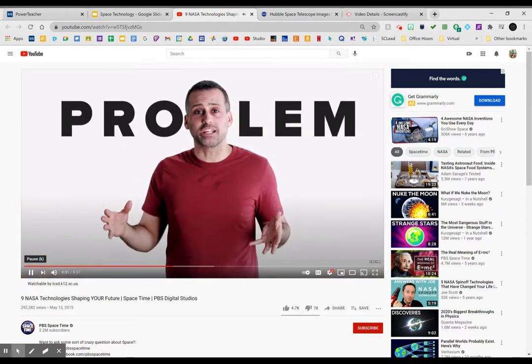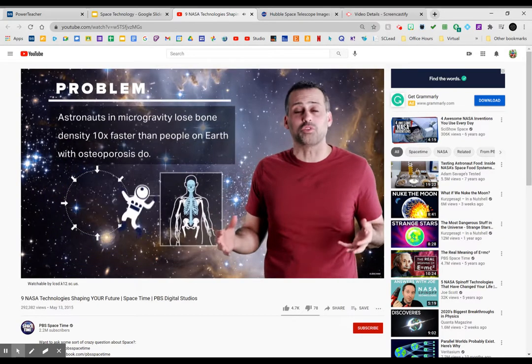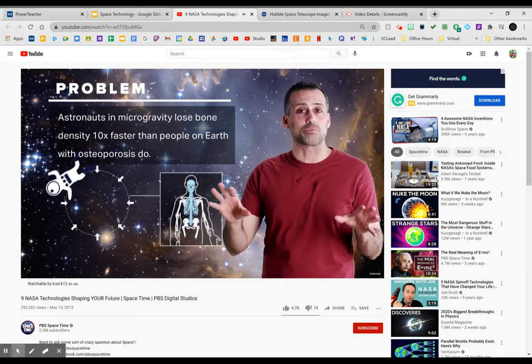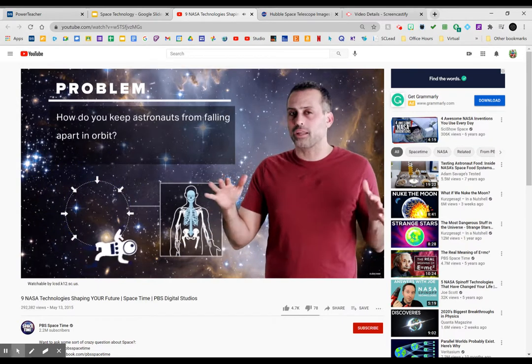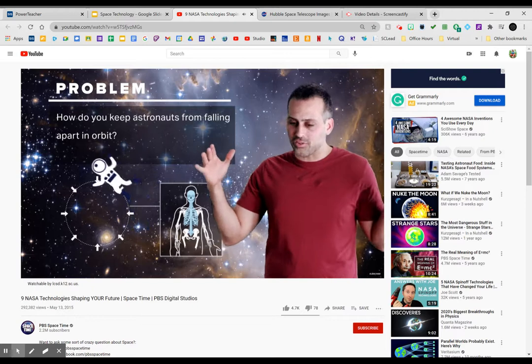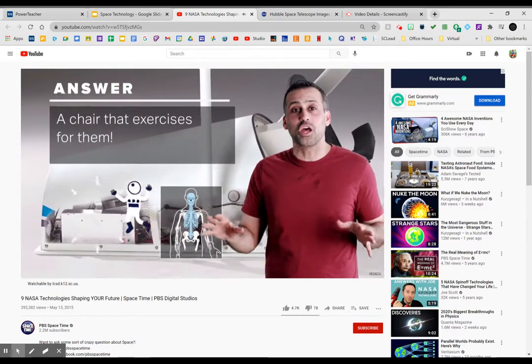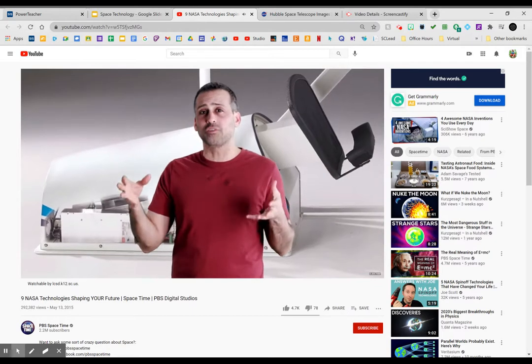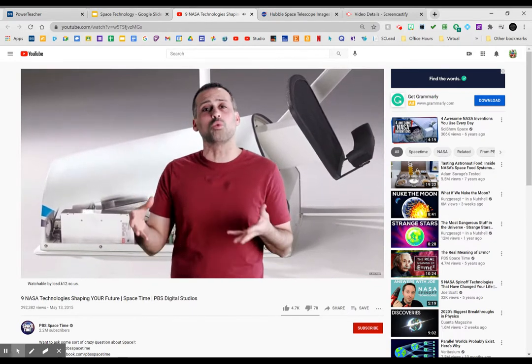Now a really big problem. Astronauts in microgravity lose bone density 10 times faster than people on Earth with osteoporosis do. Muscle loss is also a major problem. So, how do you keep astronauts from falling apart in orbit? Answer, a chair that exercises for them. NASA funded some university researchers to experiment with targeted high-frequency vibrations that trick bones into thinking they're carrying weight so they won't deteriorate.